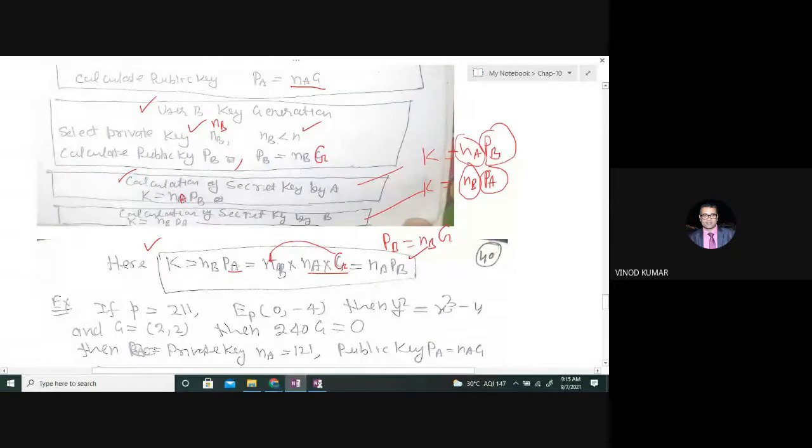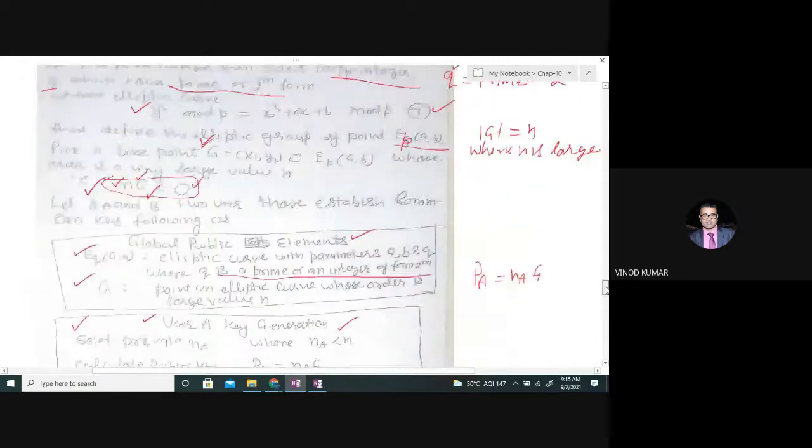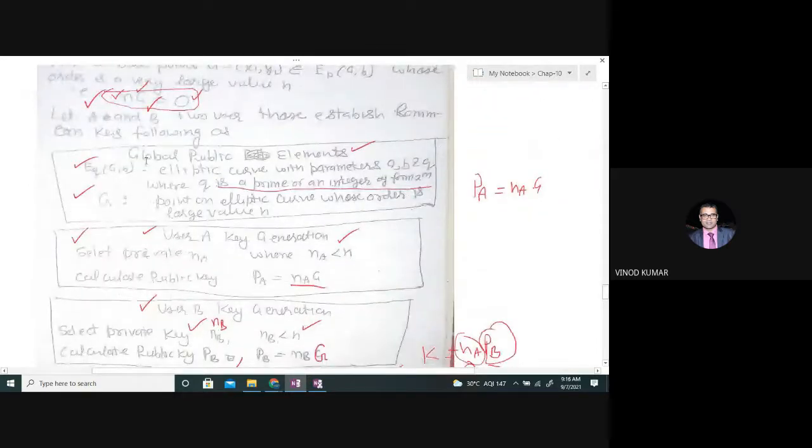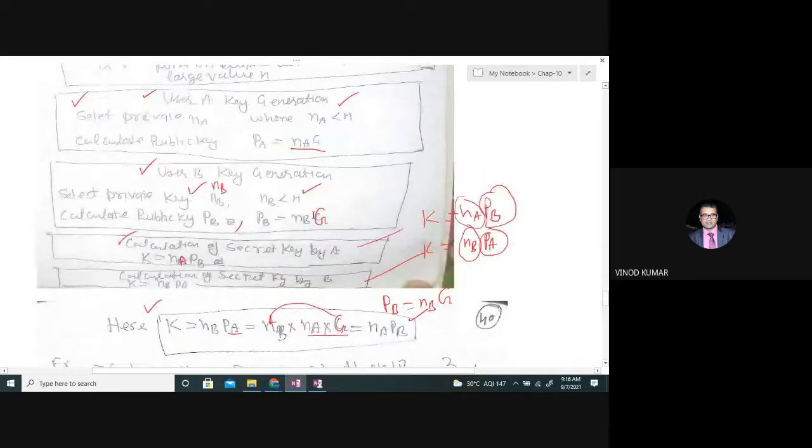This is a simple approach to the generation of a key. I'm repeating now: these are the phases for how to choose the parameters. Then key generation by A and key generation by B. It is clear that G is the base point of the elliptic curve, and this is the scalar multiplication on the elliptic curve. Similarly on Bob's side, and then calculating the shared key. So this is your key exchange protocol.